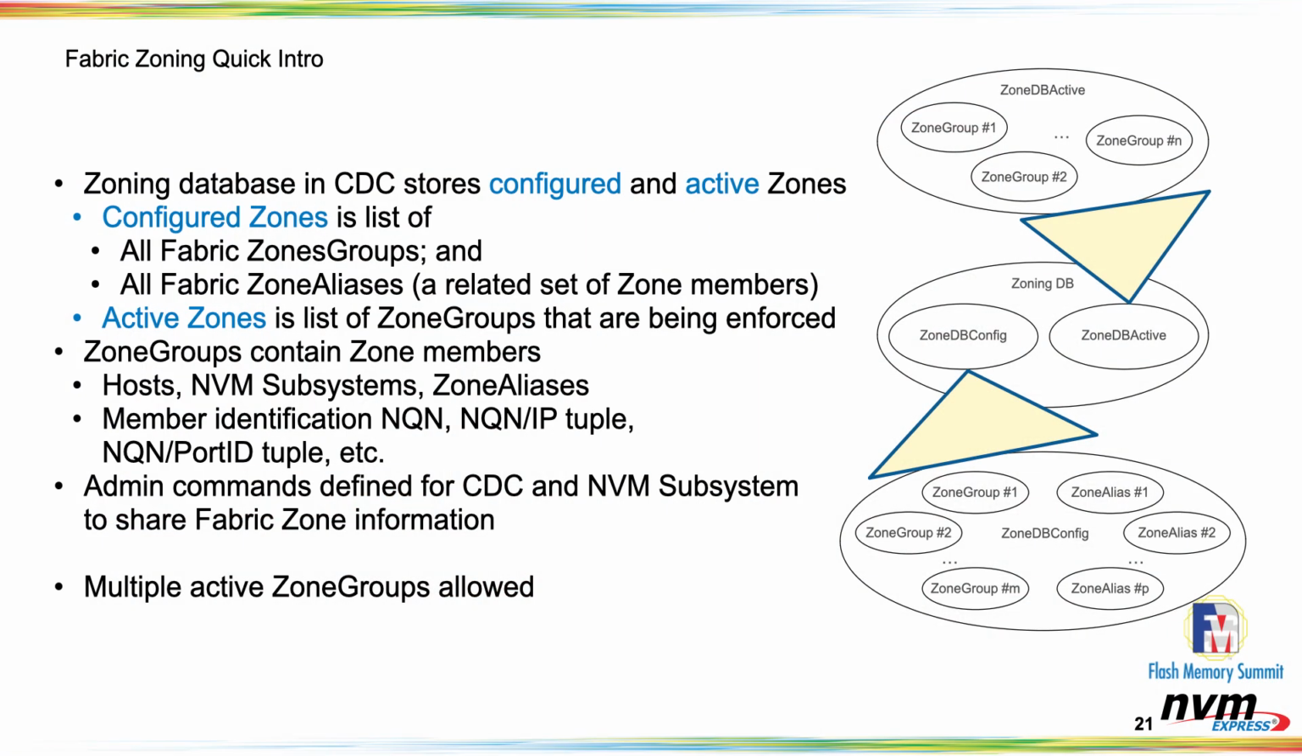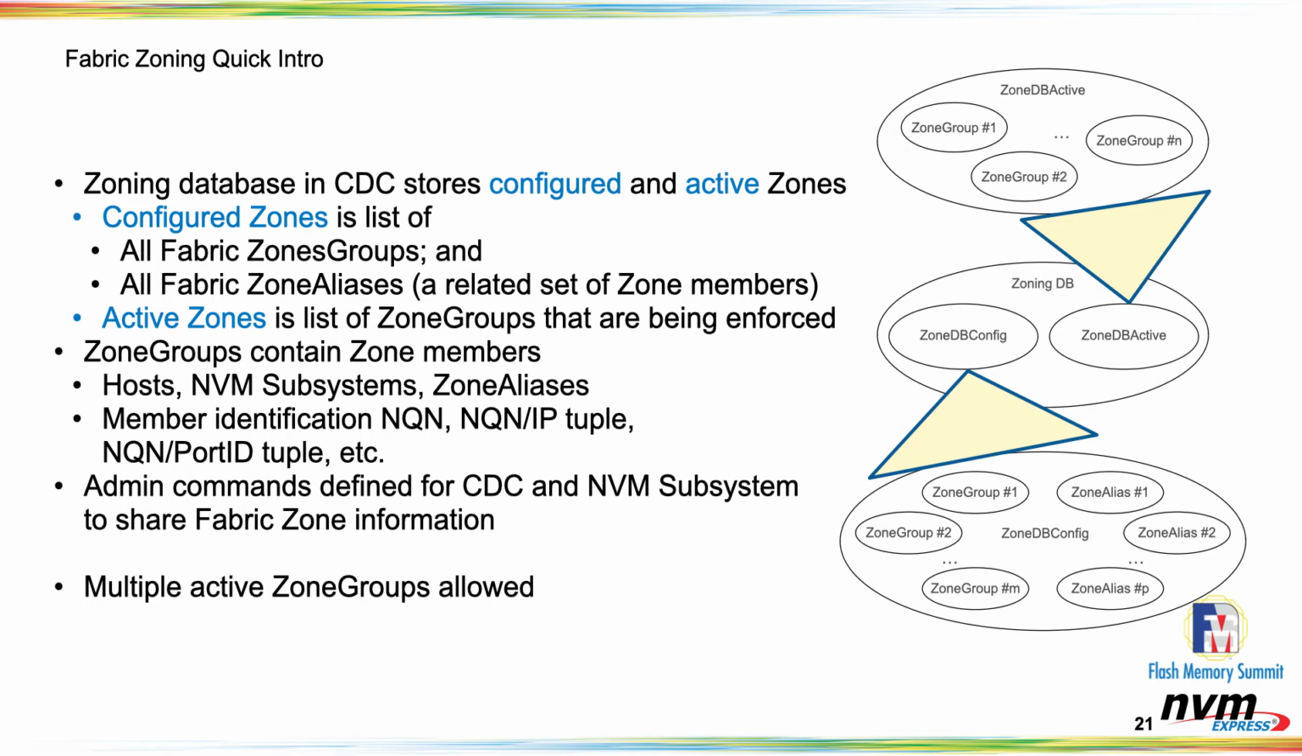Whirlwind tour of how fabric zoning works. You create a zoning database in the centralized discovery controller that stores information about two different zone types, configured and active zones. The configured zones is a list of zone groups and zone aliases, and then active zones is the zone groups that are being enforced.